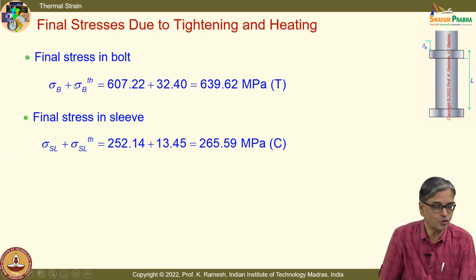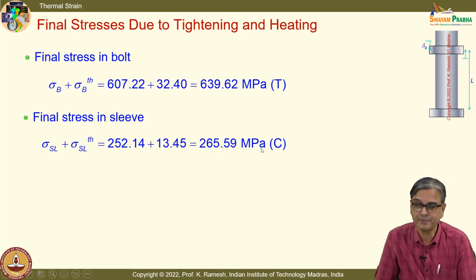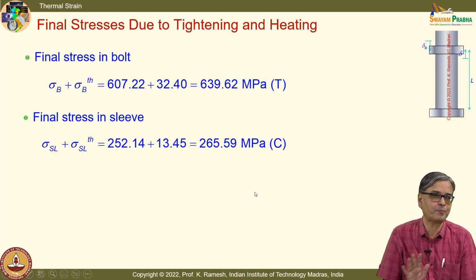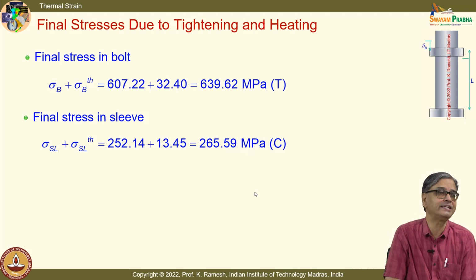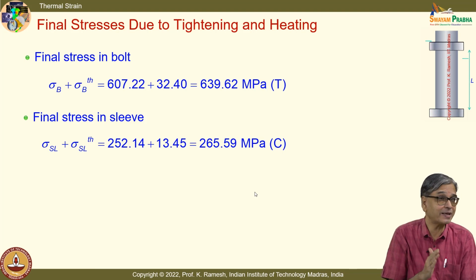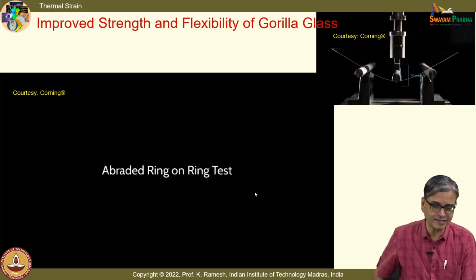So, I get the total stress on the bolt as 639.62 MPa tensile and for the sleeve as 265.59 MPa compressive. So, the problem brings out how to handle problems dealing with temperature change as well as mechanical load. Fine. And I was interested that glass is a green material.